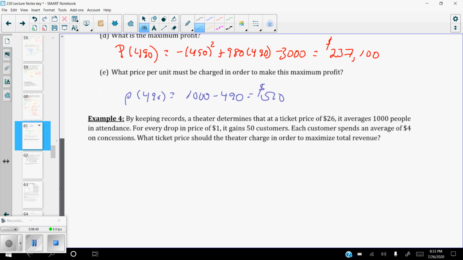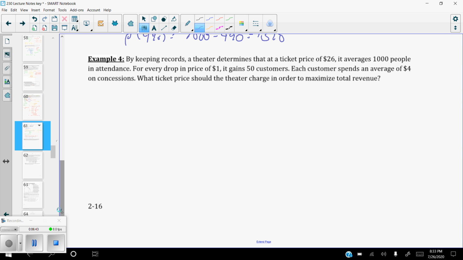All right, example number 4. This one took me a few times even to read and make sure that I understood what was actually happening here, so we'll go through it relatively slowly. By keeping records, a theater determines that at a ticket price of $26, it averages 1,000 people in attendance. So if you charge 26 bucks, you're going to get about 1,000 people in attendance. For every dollar that the ticket price drops, it's going to gain 50 customers. So in other words, if I drop it to $25 per ticket, I'm going to go up to 1,050 people, and so on. For every dollar it drops, it's going to keep going up.